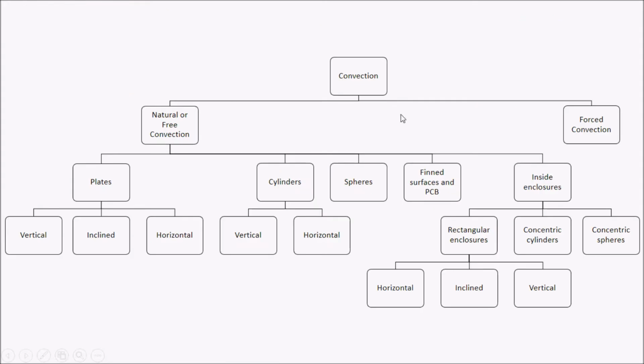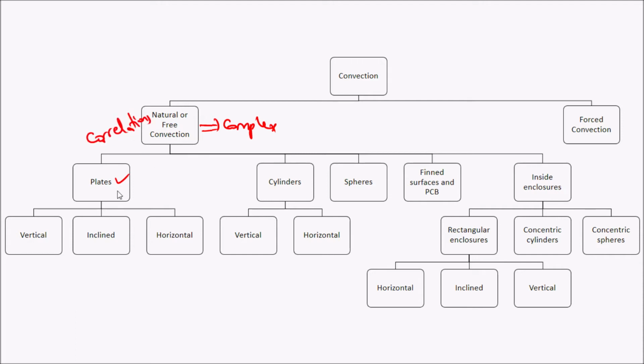And for natural or free convection, this one is difficult. Again, we have said that any convection problem is difficult and complex. You will see that it is more complex than forced convection. And we have solutions, we can say correlations.